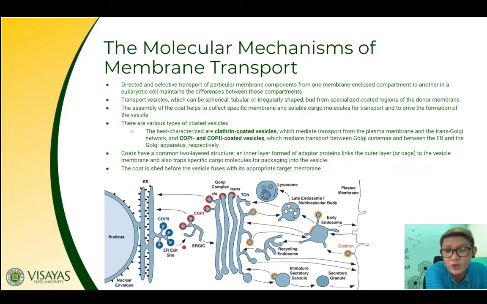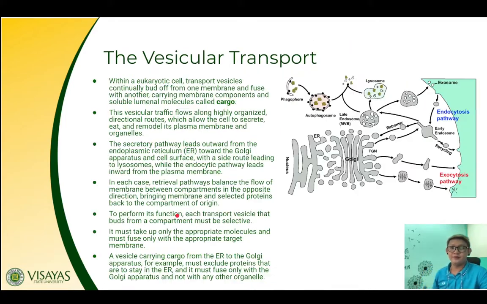Okay, so you have here COPI vesicles, and you have here the COPII vesicles. COPII is from the ER to the Golgi. COPI is needed for the transport from the Golgi back to the ER. So coats have a common two-layer structure: an inner layer formed of adapter proteins linked to the outer layer or cage, which binds to the vesicle membrane and also traps specific cargo molecules for packaging into the vesicle. The coat is shed before the vesicle fuses with its appropriate target membrane.